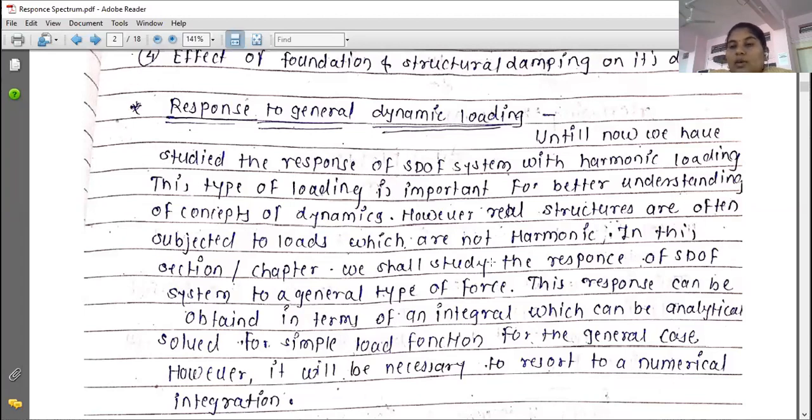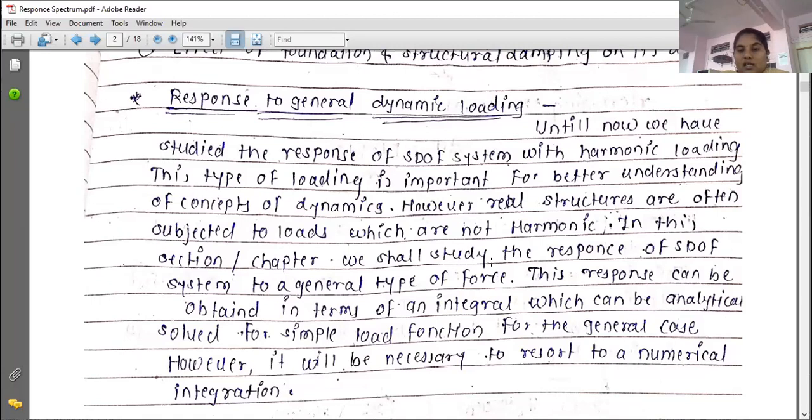General dynamic loading is nothing but a type of rectangular loading, a type of triangular loading, and such types of forces coming on the structure. How the structure behaves, that response we have to study here in this unit number 4 by using Duhamel's integral. Let's understand what this Duhamel's integral is. It is one part of integration, so we have to understand Duhamel's integral first.